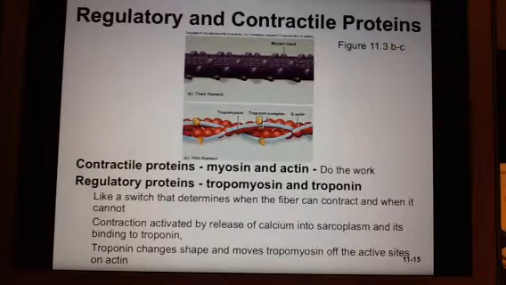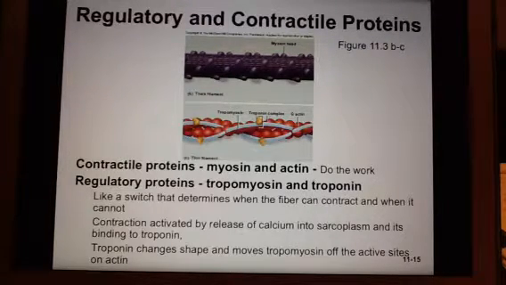We know all of these are proteins, but when we talk about the contraction, the myosin and the actin are the proteins that are doing the work. But we also include tropomyosin and troponin in the conversation because they're what we call regulatory proteins. They're basically a switch that determines when the fiber can contract and when it can't. If you go back, tropomyosin covers the active sites on the actin, where the myosin can attach. That coverage basically keeps the contraction from occurring.